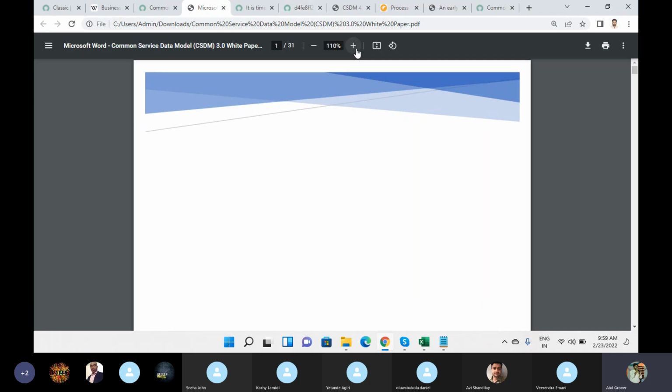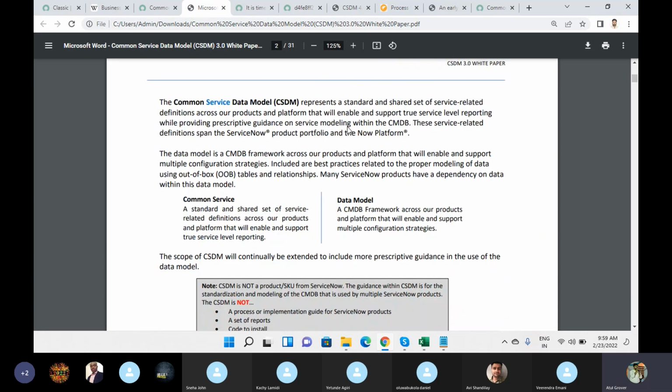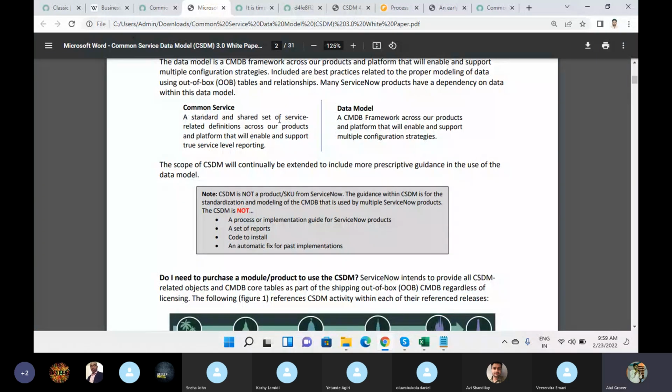Now come to this part. A standard and shared set of service related definitions across our products and the platform. So why does CSDM come into the picture? Because now every department is providing a service to any other department. So they are the standard and shared services. And to store that in a framework, they bring up the data model. This is the definition of the CSDM.